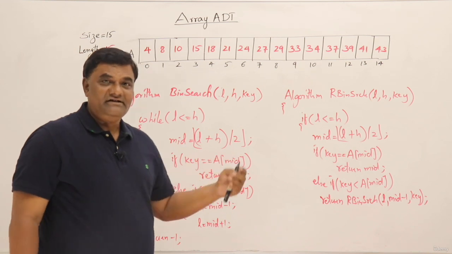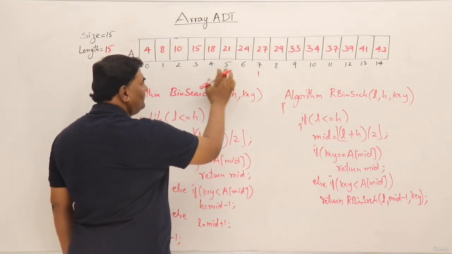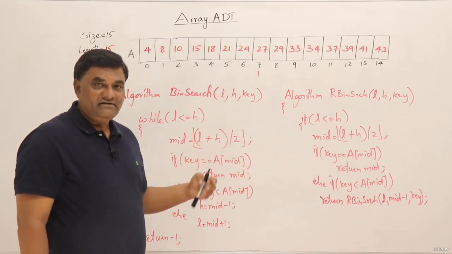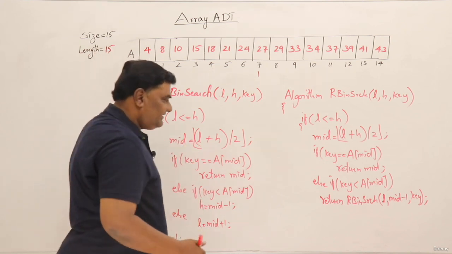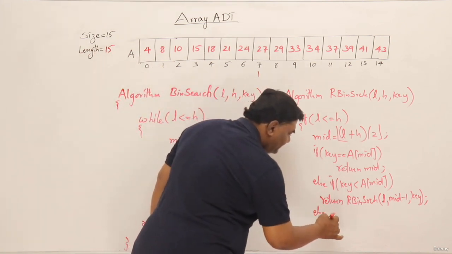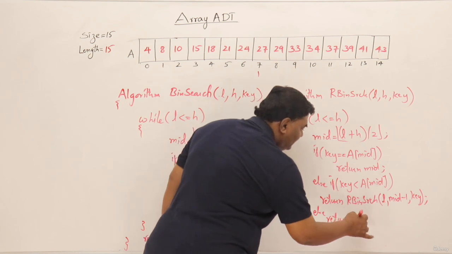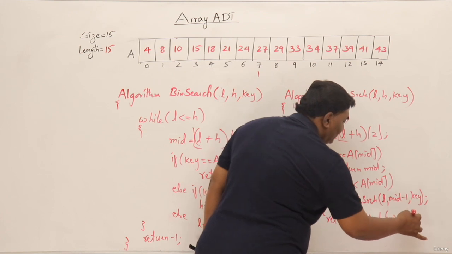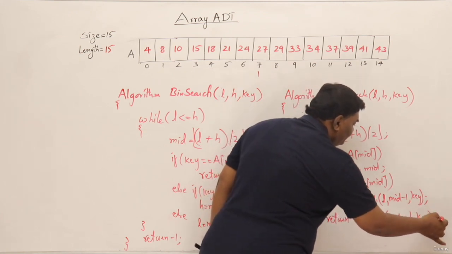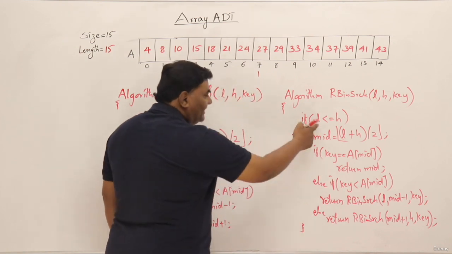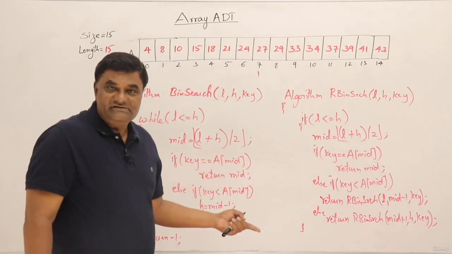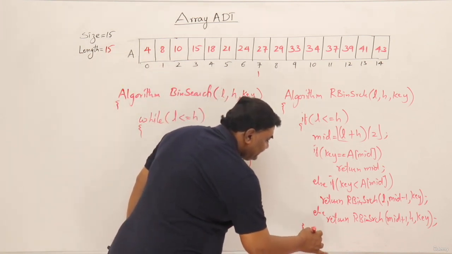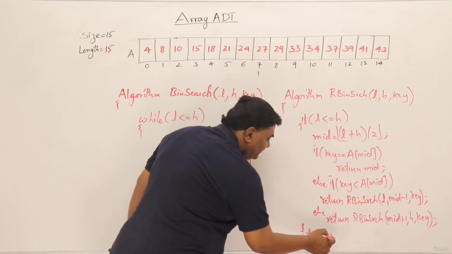So it is just passing the left hand side list. If mid is here, from low to mid minus 1 it will be passing. If the key is less, it is on the left hand side. Otherwise key is greater and it is on the right hand side. So else return R binary search with mid plus 1, high as it is, and the key also. That's all. If low is less than or equal to high, do all these things. If low is not less than or equal to high, then return minus 1, meaning key is not found.